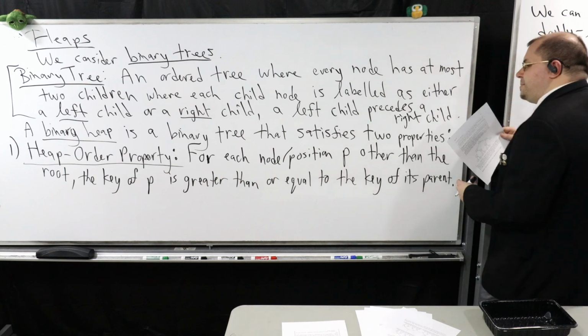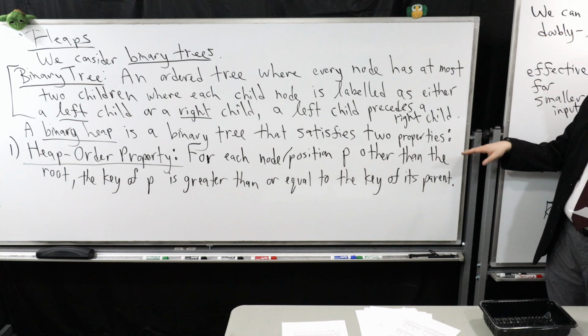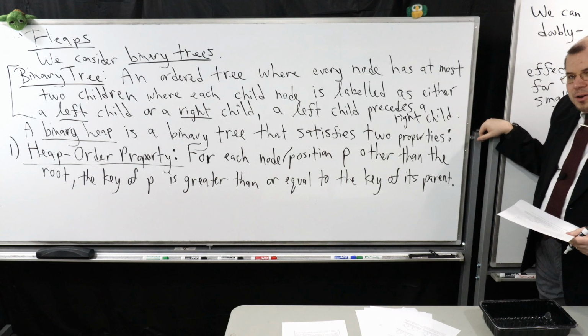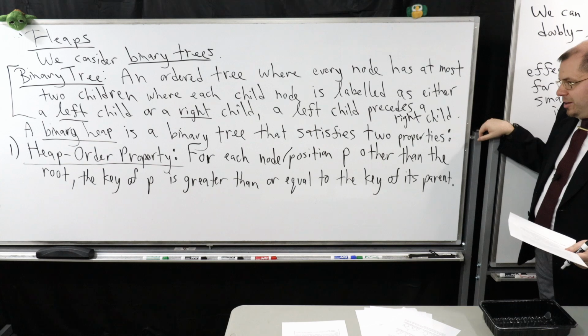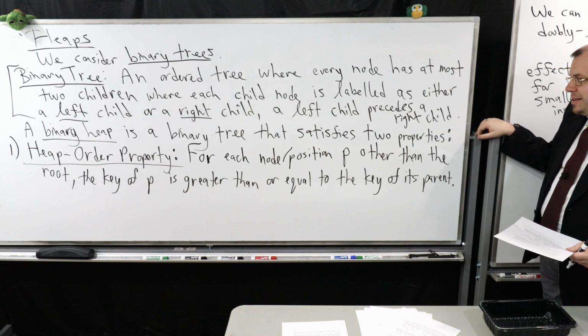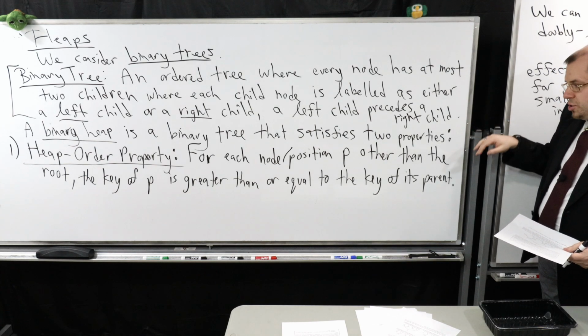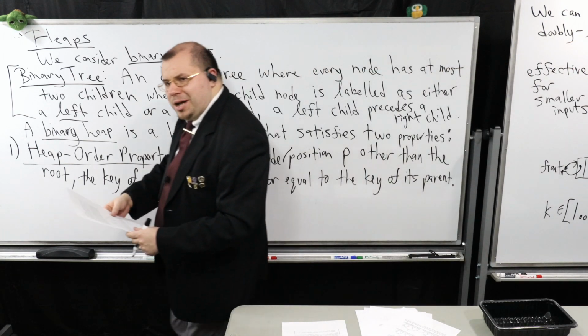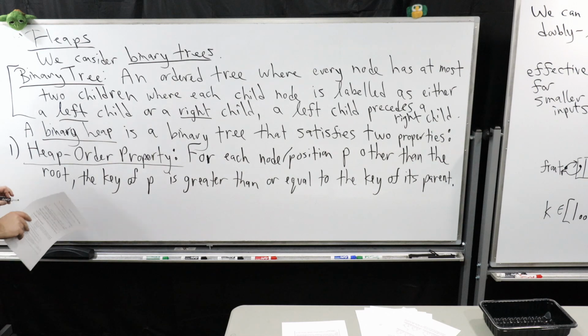So that's the first one: if I give you any one node other than the root and you examine the key stored with that node or position for that element, it has to be greater than or equal to the key of its parent. I'm going to show you an example in a moment for what I mean by this. So that's the first property.